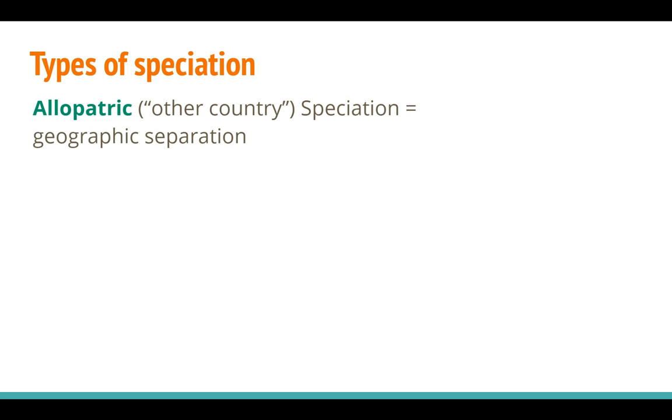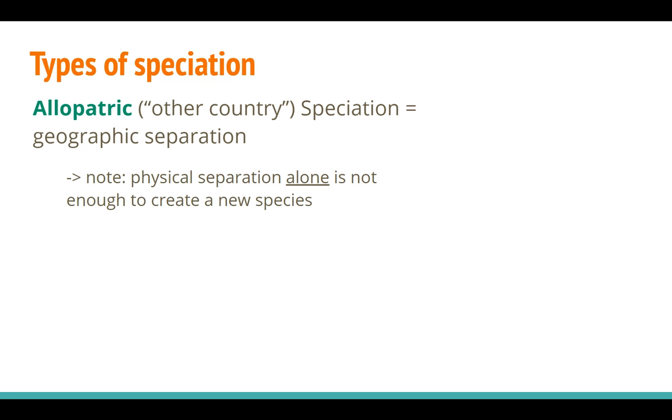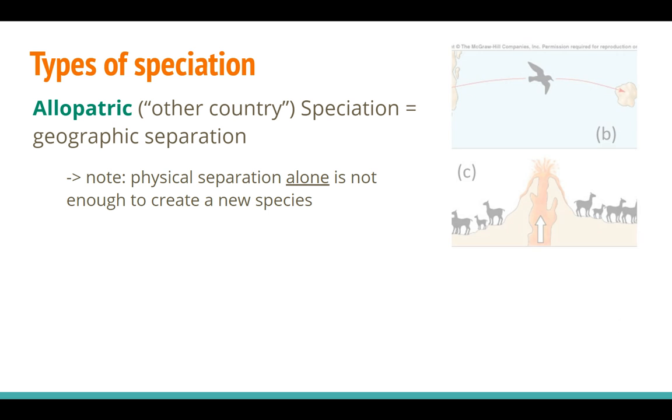We can also classify speciation into a couple different types depending on geographically how it happens. The one that most people have maybe learned about before, and that's the easiest to visualize and understand how it happens, is called allopatric speciation. That word literally means other country. Allopatric speciation is a type of speciation that actually involves a geographical separation.